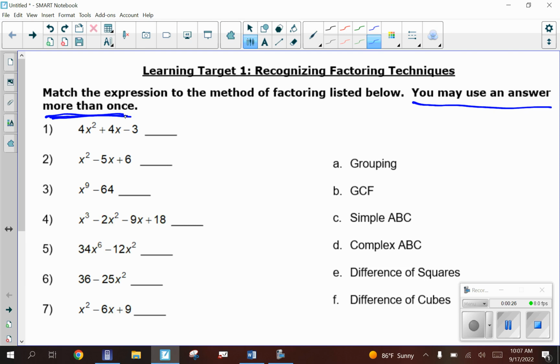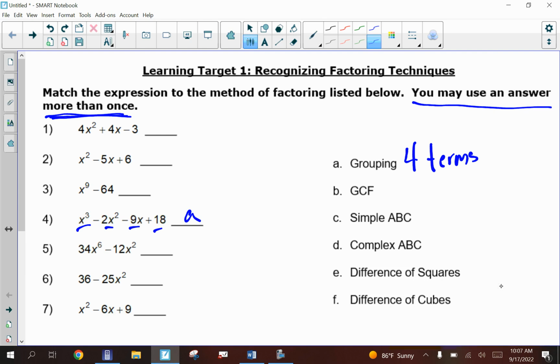Now, if I was doing this, I would work backwards, and I would start with grouping. Even if grouping wasn't A, I'd always start with grouping because grouping is the only one that has 4 terms. So that should be pretty easy to identify. So number 4 is going to be grouping because that's the only one that's got 4 terms. Now GCF, I would save that one for last because GCF doesn't really have any characteristics. It could have 2 terms, 3 terms, 4 terms, and so on. So I'll save that one for last.